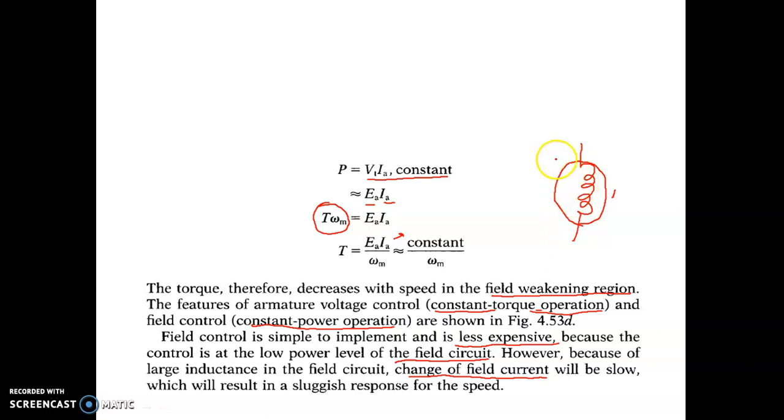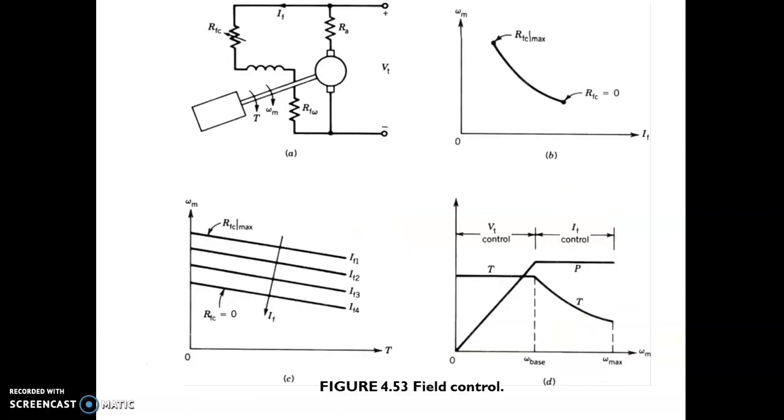One of the students has asked about the inductive nature of the coil. More inductive nature means it will not allow the current to change suddenly. So in this speed control method, the response will not be smooth, but sluggish. By the field control method we obtain constant power operation, and by armature control we obtain constant torque.